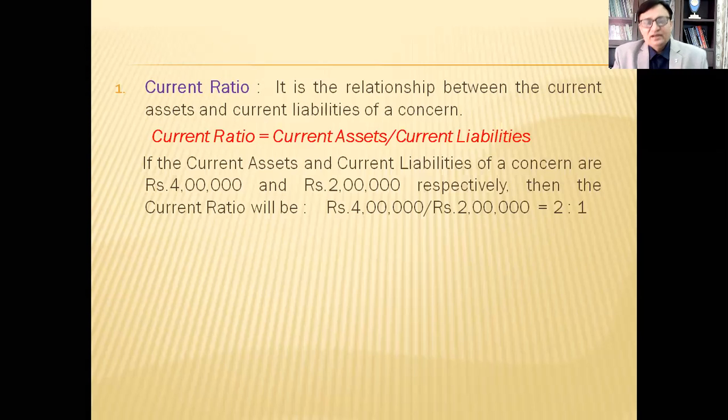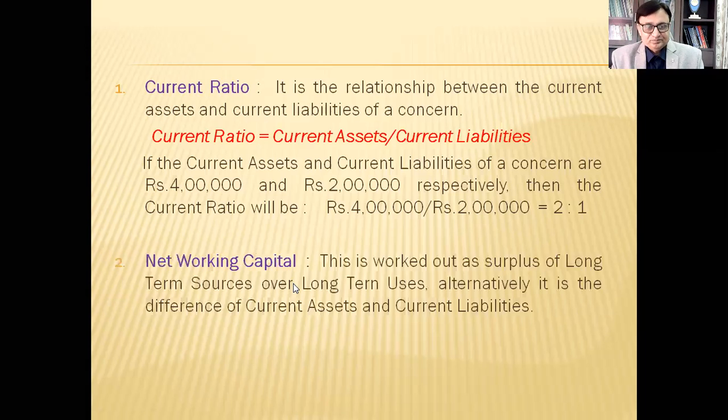The higher this ratio, the better it is. But too high a current ratio will reflect inefficiency in managing the current assets and current liabilities of the concern. So that may be a matter of concern. So 2 is to 1 is the standard ratio as compared to the industry.